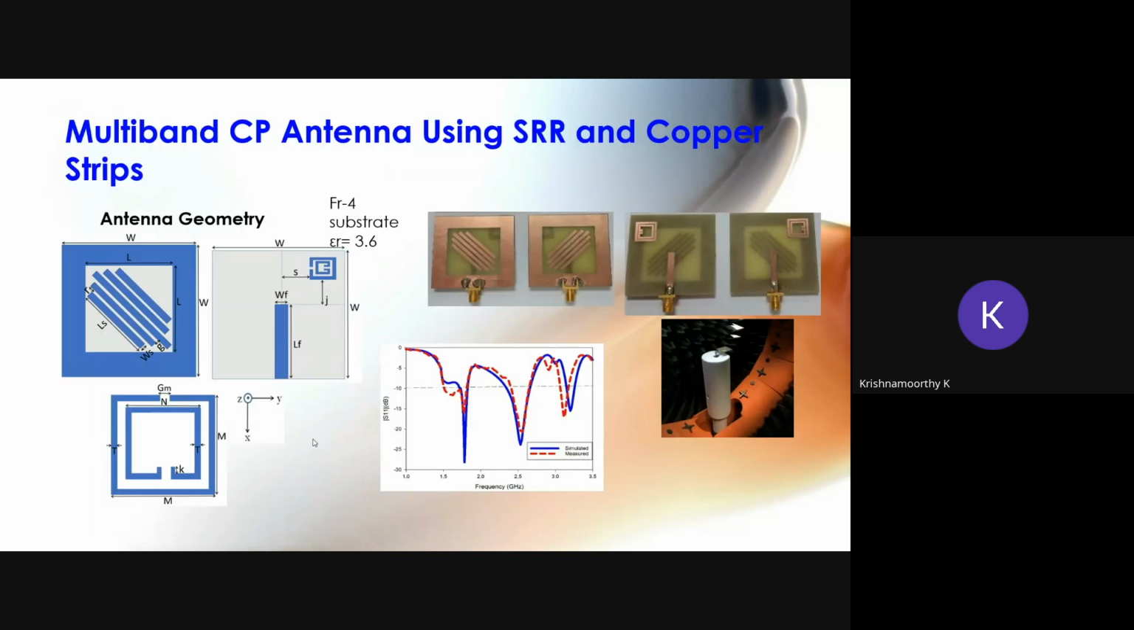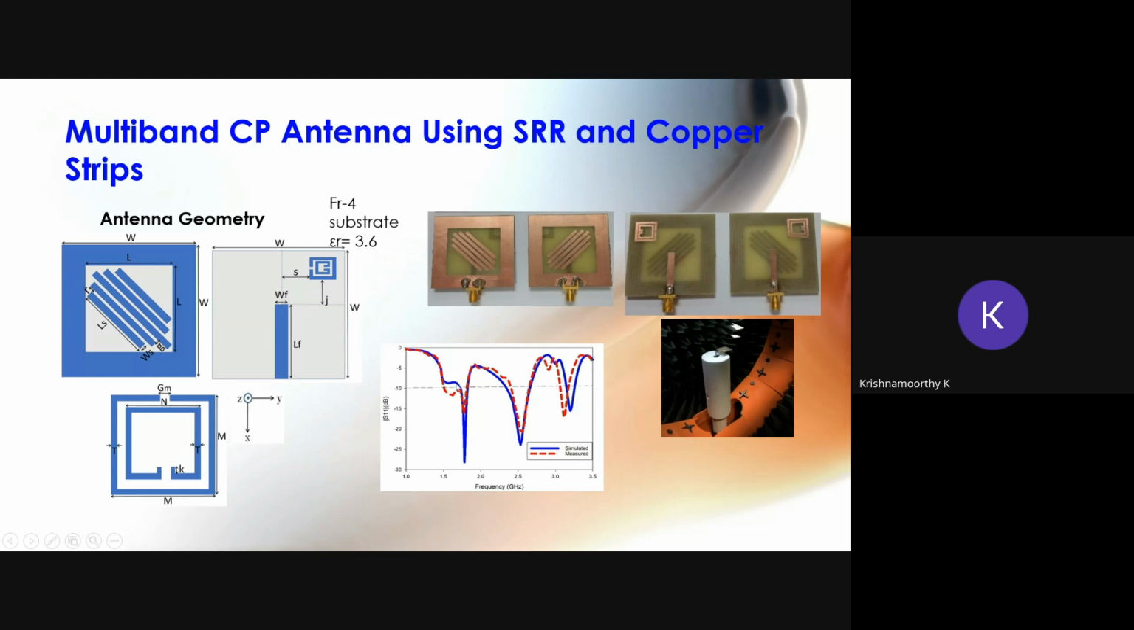So similarly, we can get the multi-band circularly polarized antenna loaded with split ring resonator and copper strips here. This is again the simple conventional slot antenna. This conventional slot antenna is loaded with metal strips as well as the modified split ring. The split ring is modified this way. Then we can get the triple band operation.